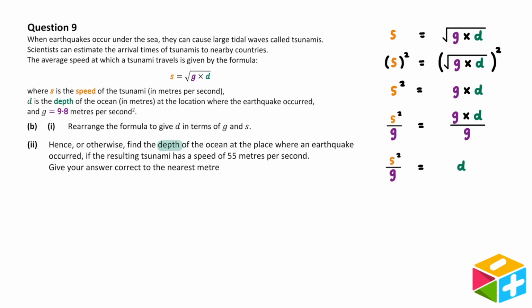We need to find the depth of the ocean d. In part I, we found a formula to calculate d. d is equal to s squared over g. Once we identify the values of s and g, we can sub into this formula to get our answer. S represents the speed of the tsunami in meters per second. We're told that the speed is 55 meters per second, so S is equal to 55.